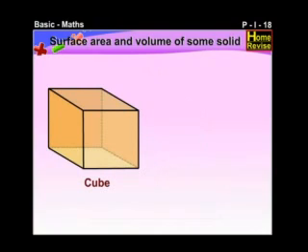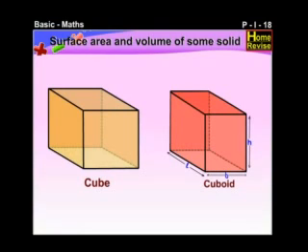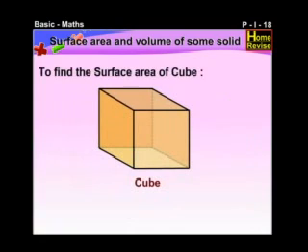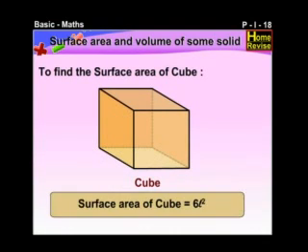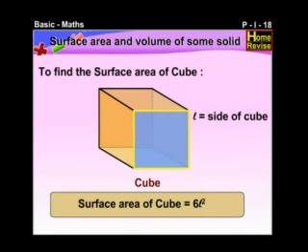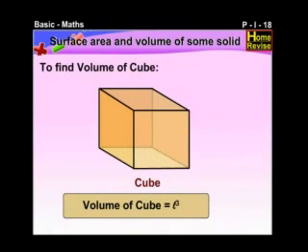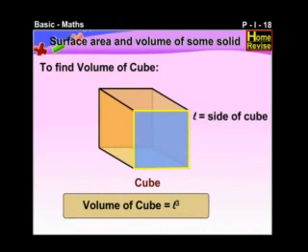Now second solid figure, that is cube. Now what is the difference between cuboid and cube? In the cube, length, breadth and height, the 3 dimensions are equal. Therefore, to find the surface area of this cube, the formula is surface area of cube is equal to 6L square, where L means side of a cube. To find the volume of this cube, volume of cube is equal to L cube, where L means side of a cube.